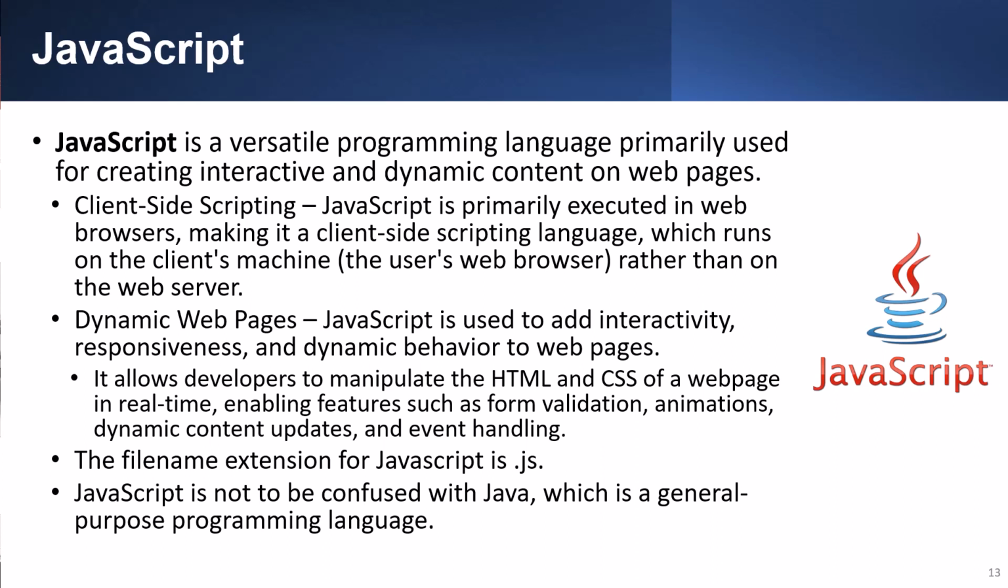It allows developers to manipulate the HTML and CSS of the web page in real time, enabling features such as form validation, animations, dynamic content updates, and event handling. The file name extension for JavaScript is .js. JavaScript is not to be confused with Java, which is the general-purpose programming language.